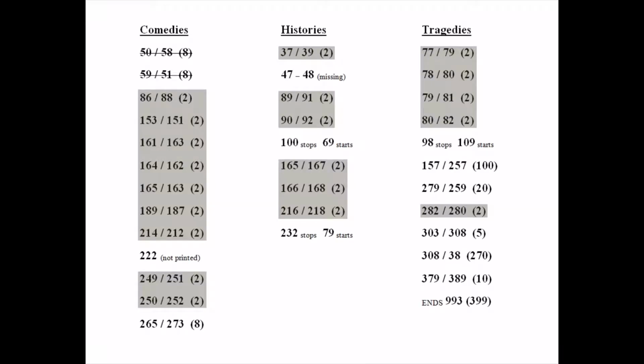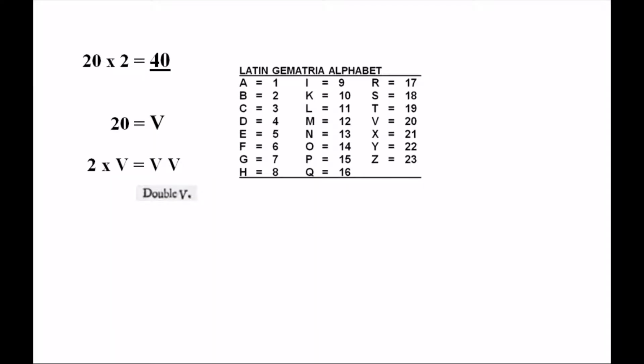Next, on 20 occasions throughout the first folio, a page has been misnumbered by a value of 2. Again, the difference between 86 and 88 is 2, the same between 153 and 151. All the way to there in the tragedies, the difference between 282 and 280 is 2. So 20 times there's a difference of 2. There's a couple ways to interpret this. We can take 20 times 2 equaling 40, de Vere's number, and another example, the word FORTIS. Also, the 20th letter in Latin Gematria is V, so 2 V's would give us de Vere's signature, VV.